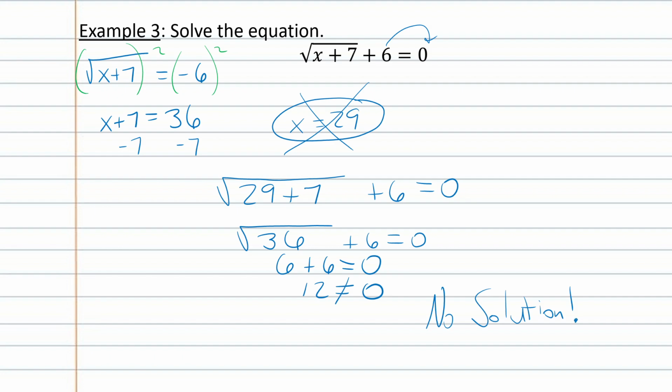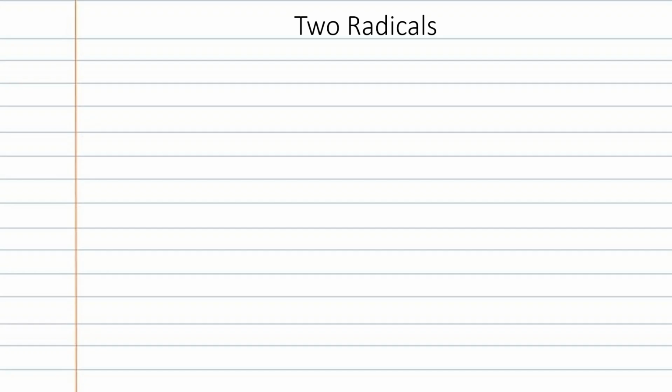It happens. That's why we have to check all our solutions, especially with these square roots. Now let's try a two radical approach.